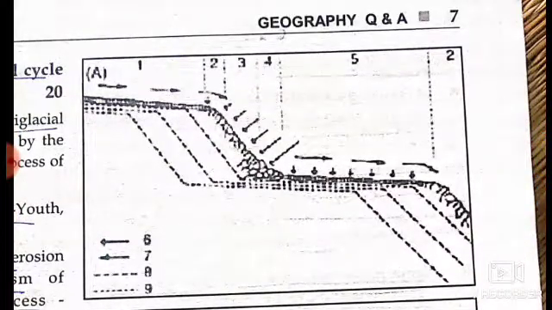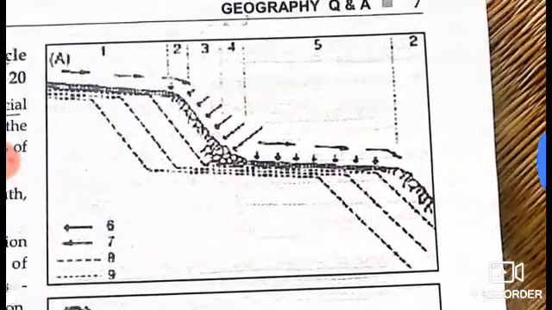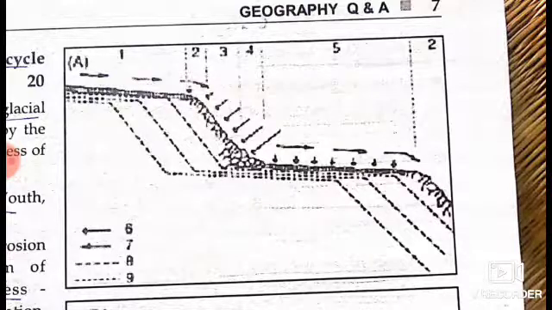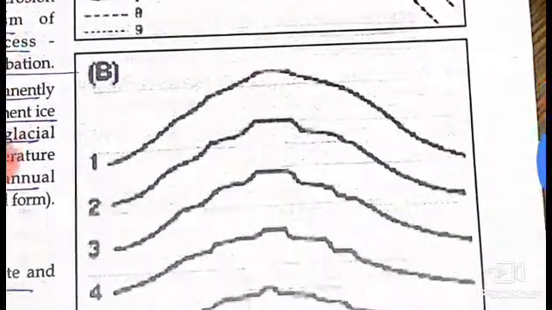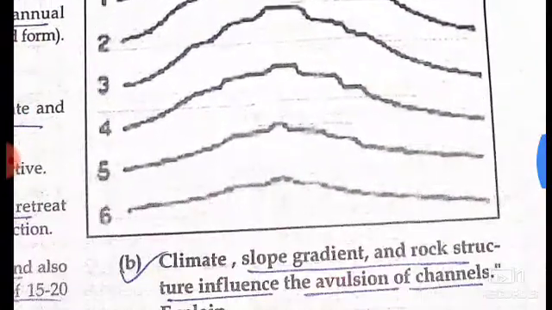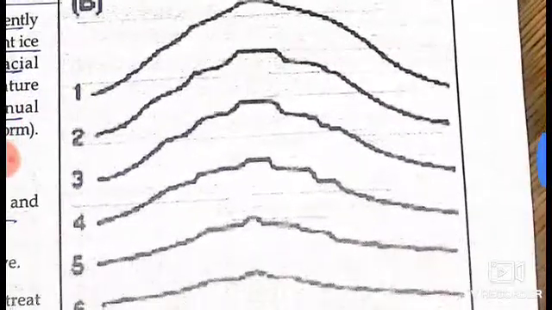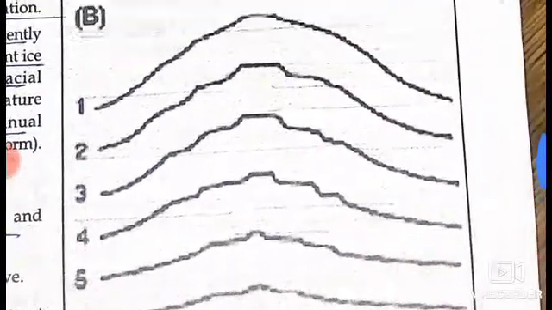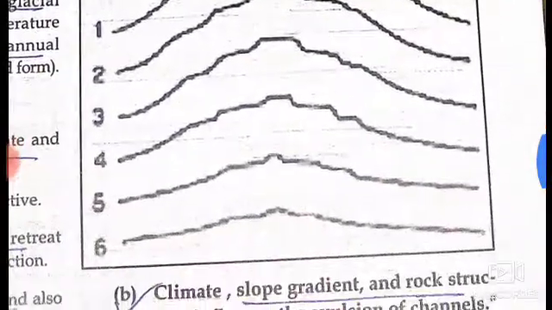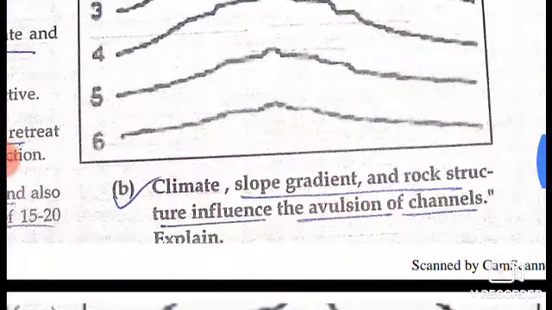Diagram, please see here. 1, 2, 3, 4, 5. First stage, you can see slope erosional process. How the slope is eroded here. B, you can see first stage, second stage, third, fourth, fifth, sixth.